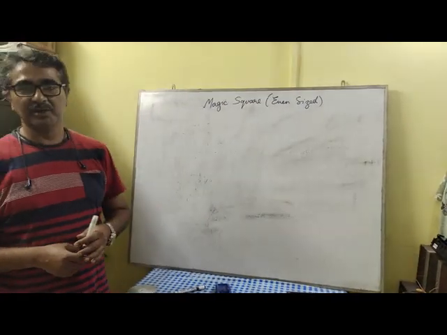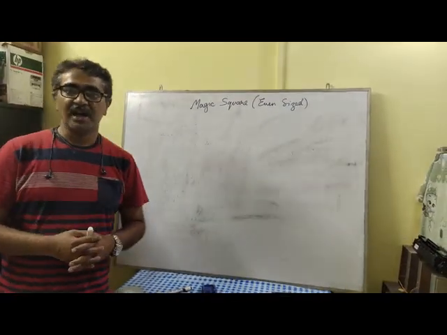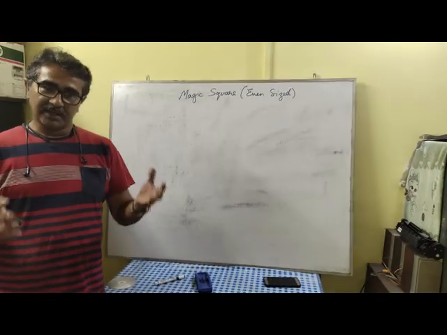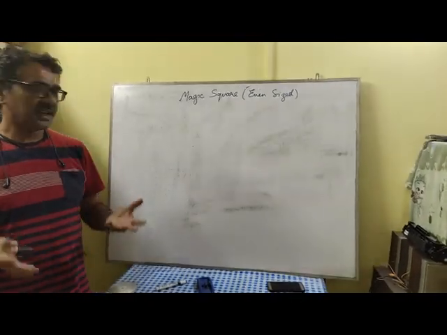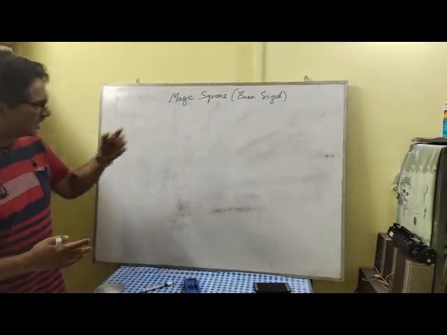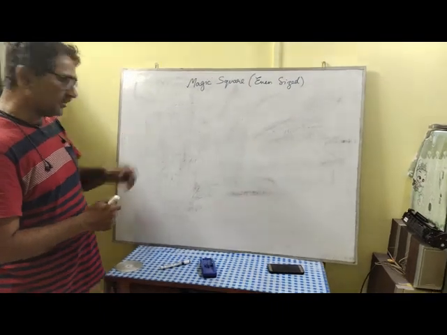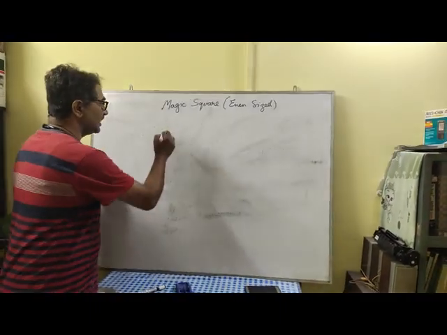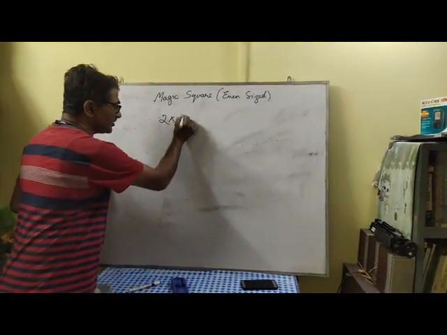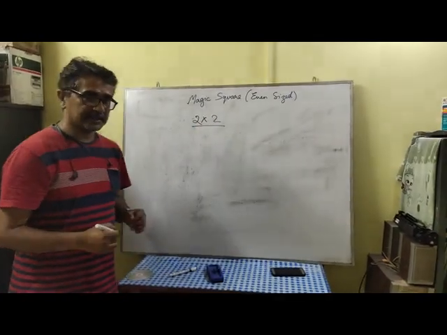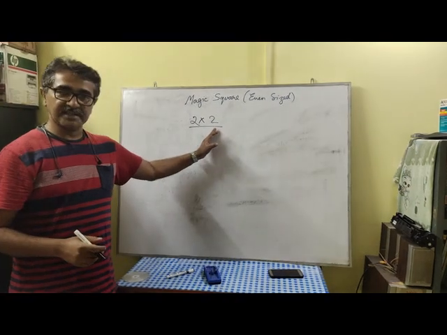So here is this particular episode, dedicated to magic squares having their dimension as an even number. This is what we are going to discuss. Now let me be very clear: you cannot have a magic square of size 2 into 2.